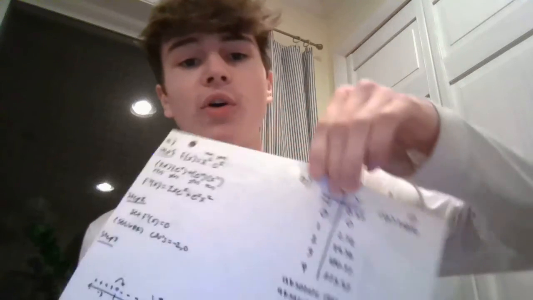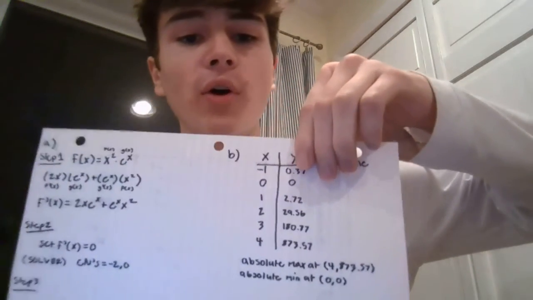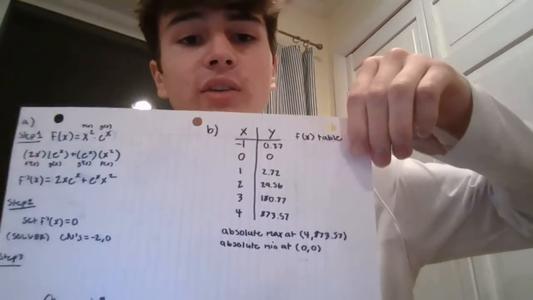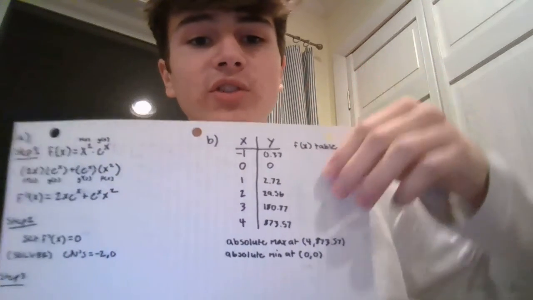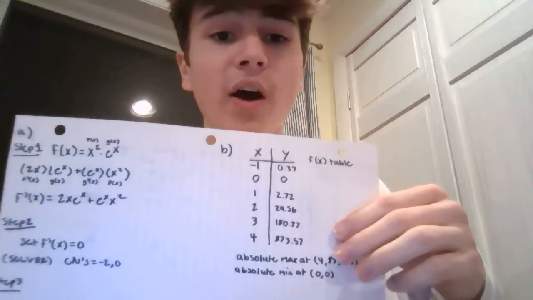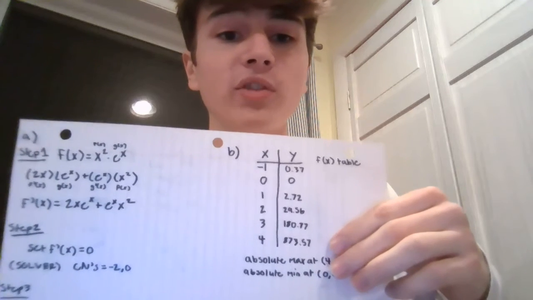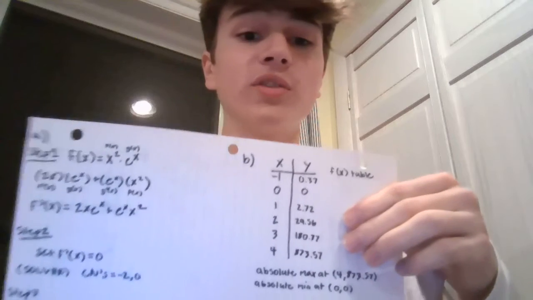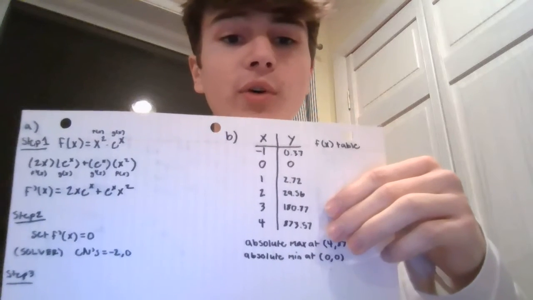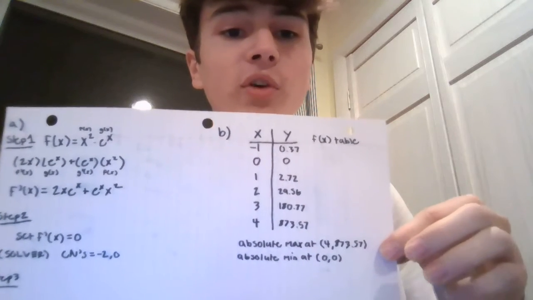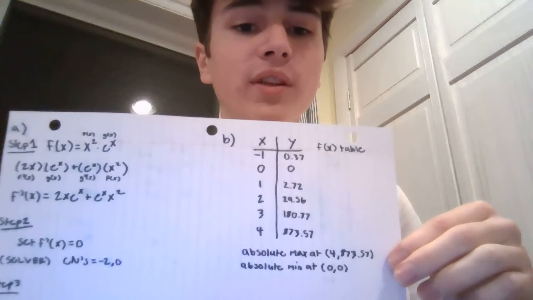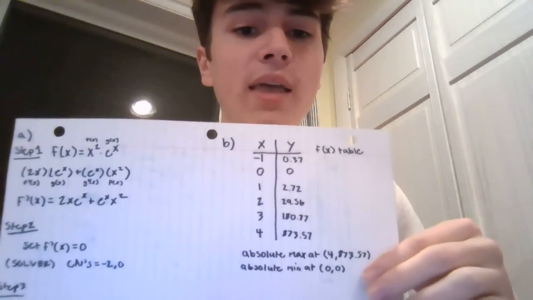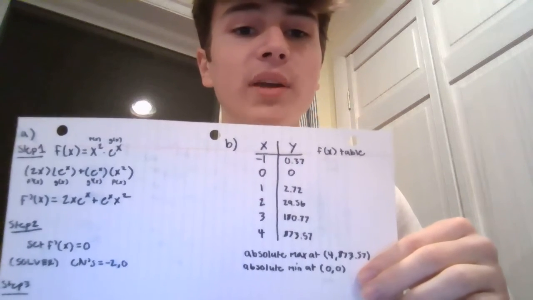But for the absolute extrema on the interval from -1 to 4, you plug your values into the original function to get your outputs. And then obviously your absolute max is going to be the largest output on the interval, and your absolute min is going to be the smallest output on your interval. So here our absolute max is going to be at 4, 873.57, and then your absolute min is going to be at 0, 0, which was also the relative min.